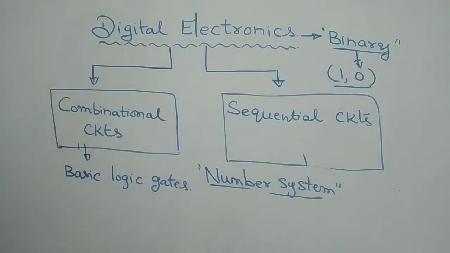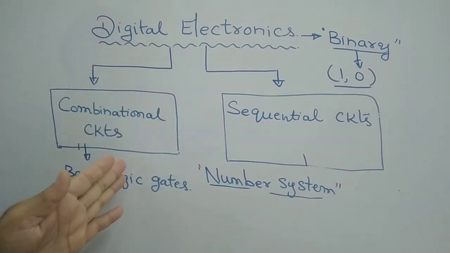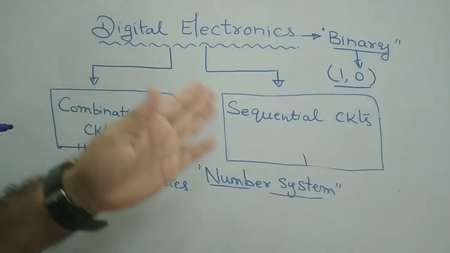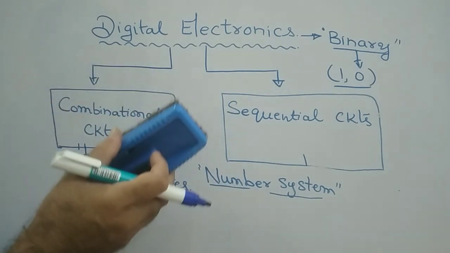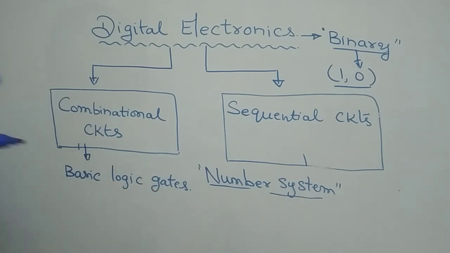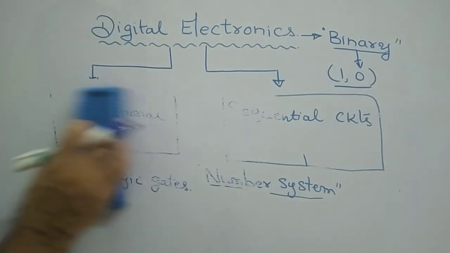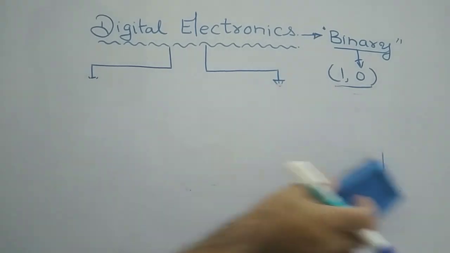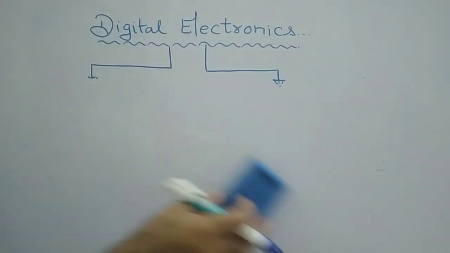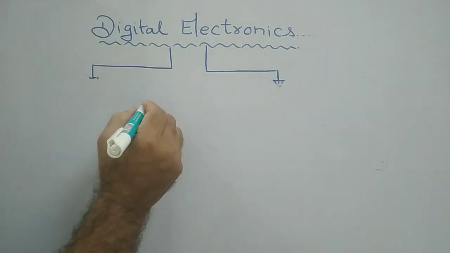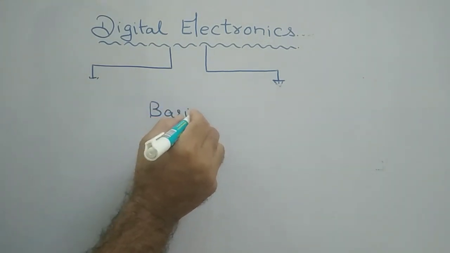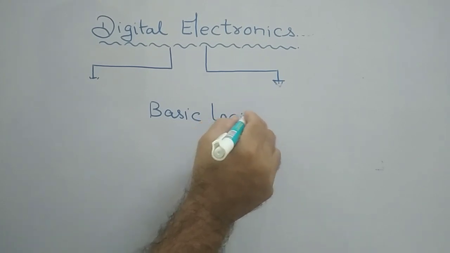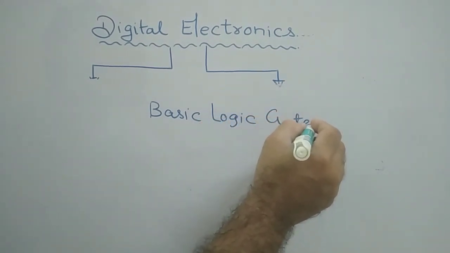So in the combinational circuit, basically there are certain basic logic gates. They will perform certain operations on the input, and correspondingly they will provide the relevant output. So what are the basic logic gates that we will see now? What are the basic logic gates actually?